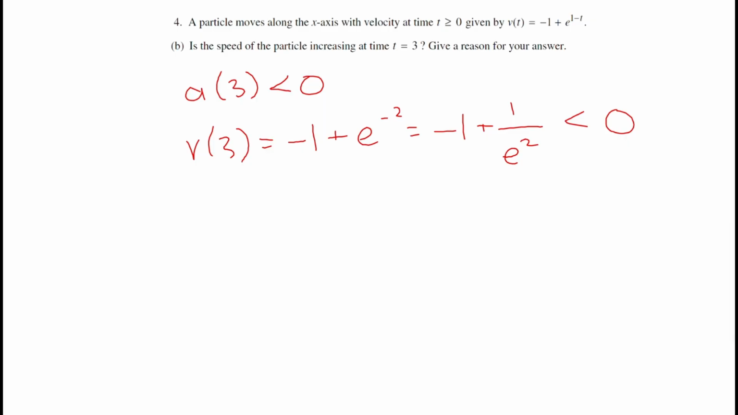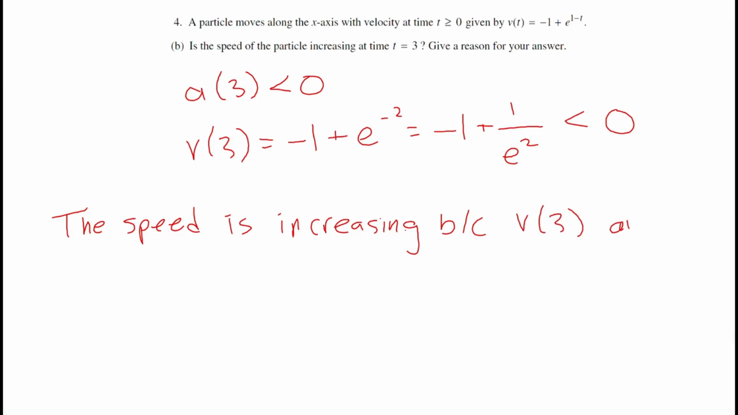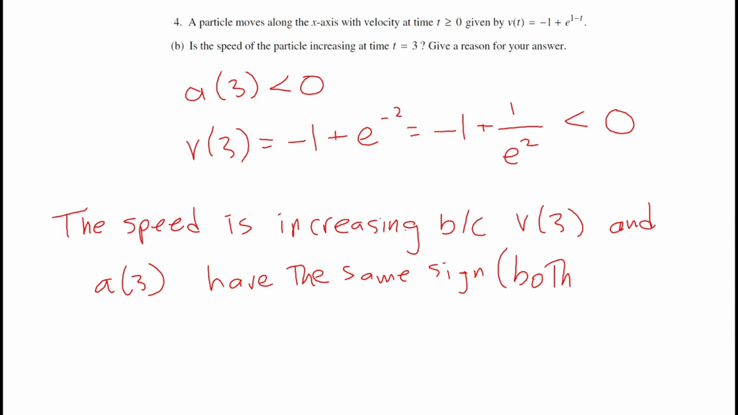So that means that the speed is increasing, right? The speed is increasing when the velocity and acceleration have the same sign. So we'll say the speed is increasing because v of 3 and a of 3 are both negative or have the same sign. Either one is acceptable, doesn't really matter. And I'll just put in parentheses here, both negative would also work. And they gave you 1 point there for the answer with the reasoning.